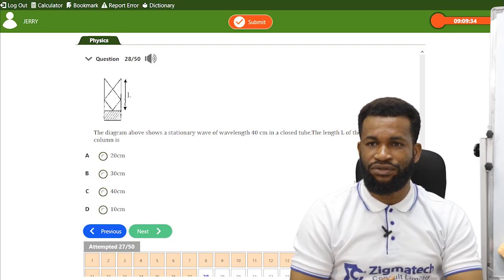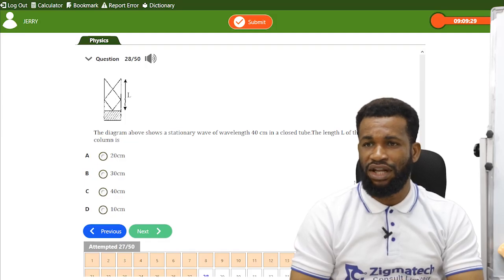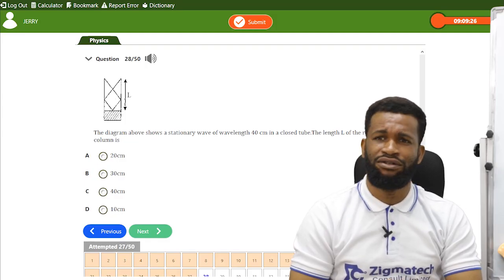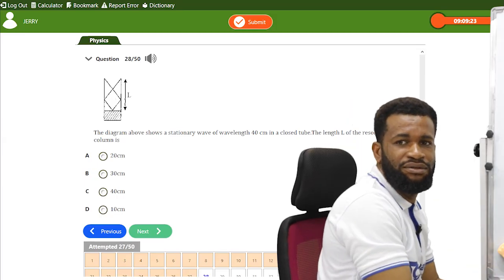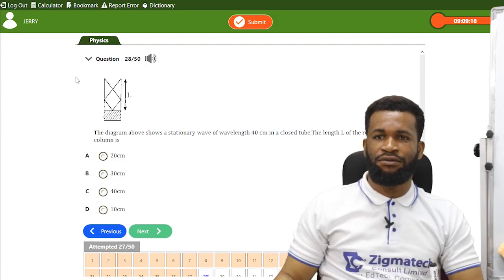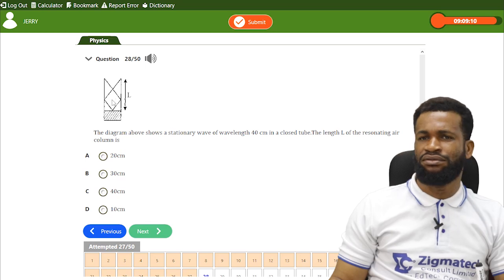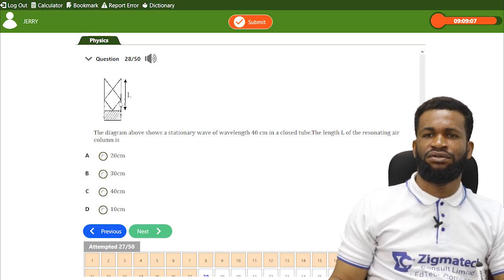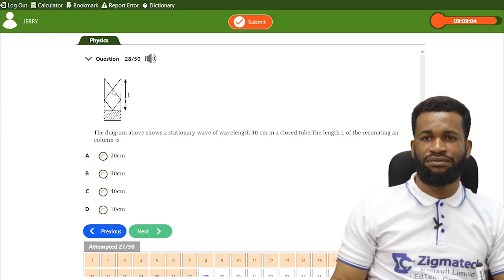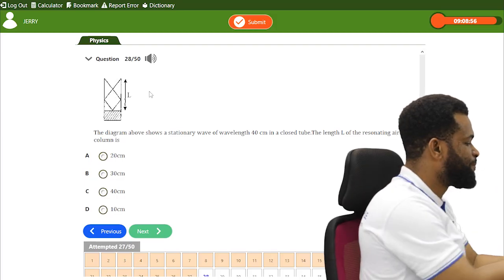27. The diagram above shows a stationary wave of wavelength 40 cm in a closed tube. The length of the resonating air column is, okay? Now, one thing we must know is this. I have node and antinode. So we have node, antinode, node, antinode. So from node to node is half of the wavelength. And then from node to antinode is 1 over 4. What I'm saying is this.